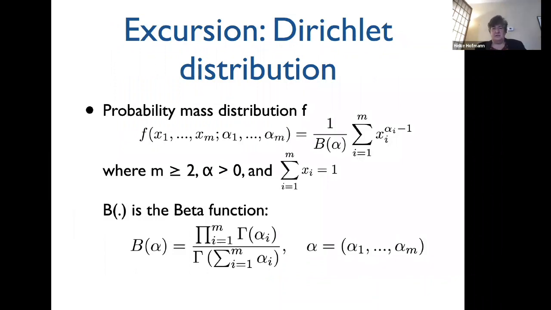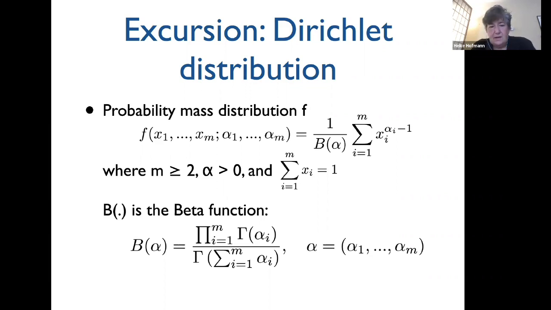Let's do a small excursion into something called the Dirichlet distribution. The Dirichlet distribution is a distribution on the simplex. So here we've got x_1 through x_m, or you can think of p_1 through p_m as the probability to pick a certain plot from a lineup of size m. All of these x_i's or p_i's sum up to 1. And essentially we've got x_i to the power of some alpha, and then everything's normalized by the beta function. That's the density of the Dirichlet.